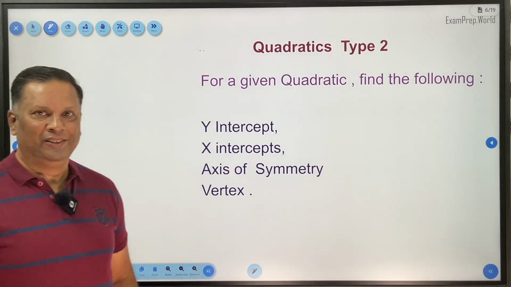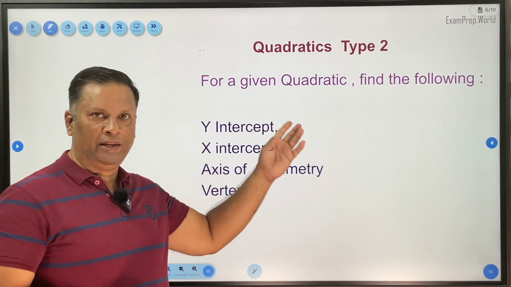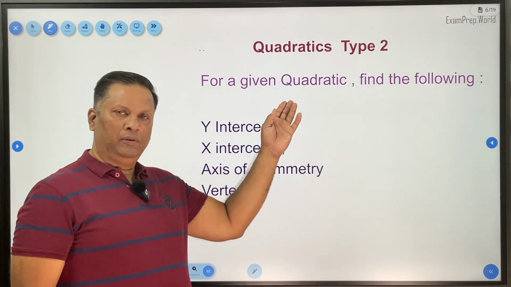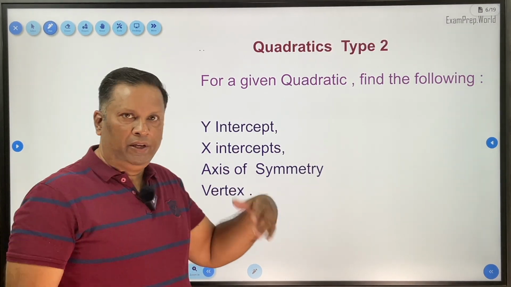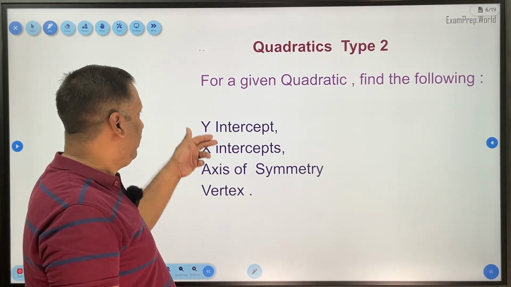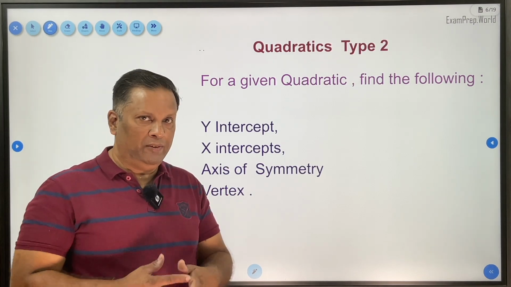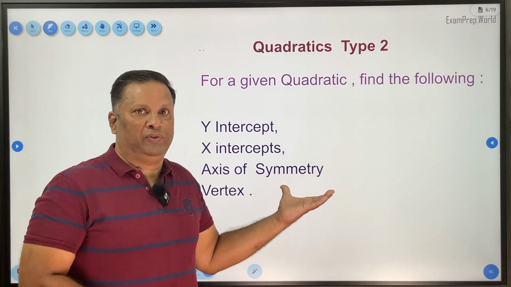Hello children. In this video we are going to do quadratics type 2 questions. Here a quadratic will be given in its standard form or in its vertex form, and you have to find the y-intercept, x-intercept, axis of symmetry, and vertex. Now you must be thinking, what is this? What is y-intercept, x-intercept?